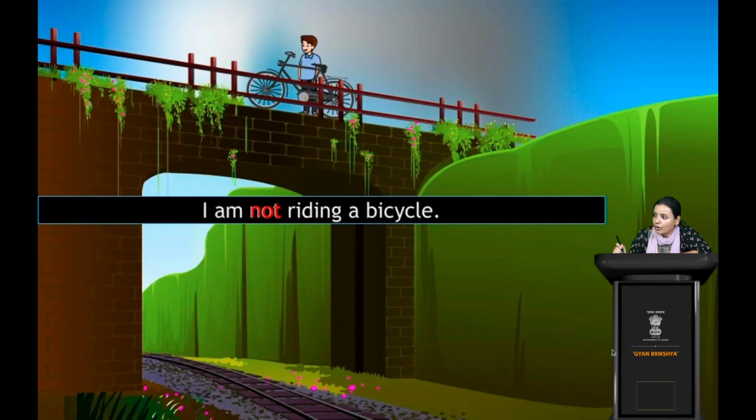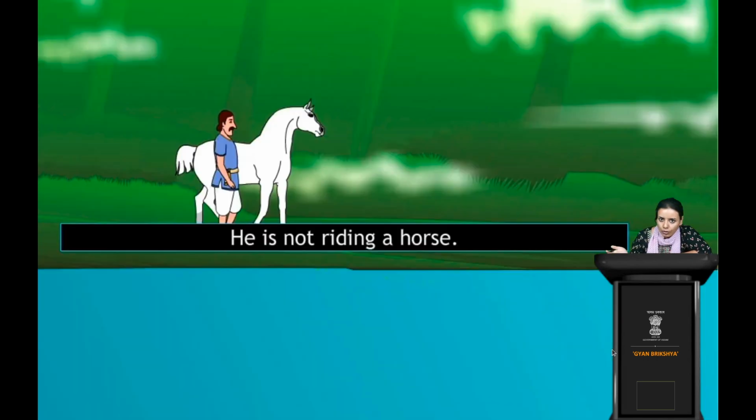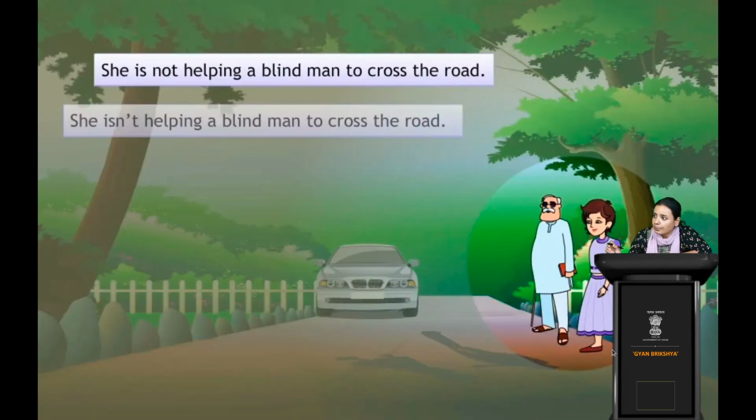He is riding a horse. Then again, he is not riding a horse. He is just walking with the horse, right? He isn't riding any horse. Now, what is this? She is not helping a blind man to cross. She isn't helping a blind man to cross the road. So, isn't or is not, it's the same thing.